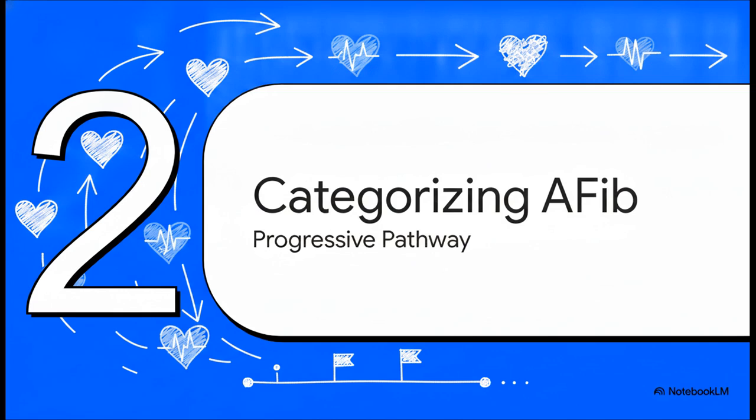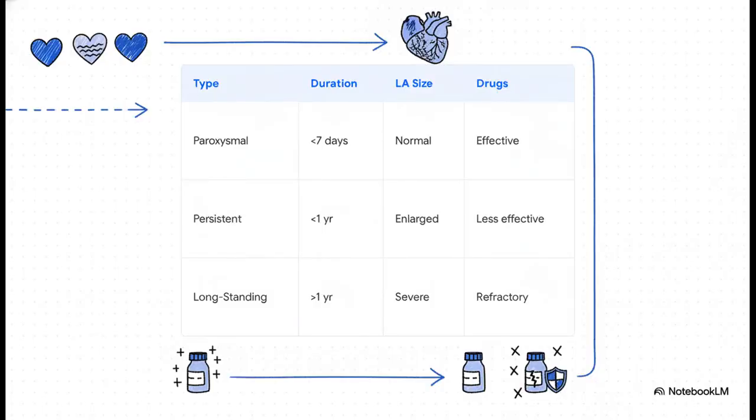Moving right along to Section 2, categorizing the arrhythmia, which follows a progressive clinical pathway. It is super important to understand that AFib is a progressive condition. We don't have a predictable, durable cure that works for everyone right out of the gate. If you trace a patient's journey, we categorize the disease by its physical impact on the heart over time. We usually start with paroxysmal AF, which self-terminates in under 7 days. Then it can progress to persistent AF, lasting up to a year, and finally to long-standing persistent AF, which drags on for over a year.